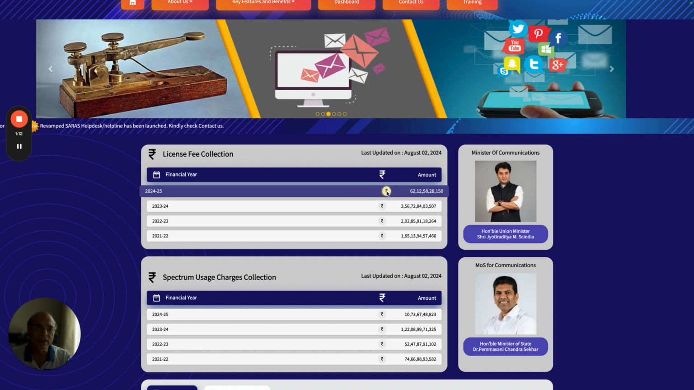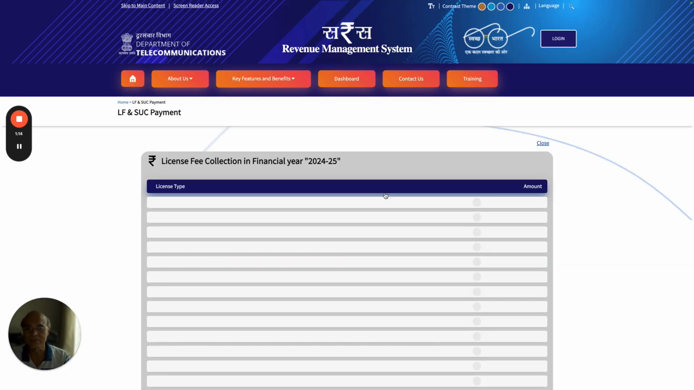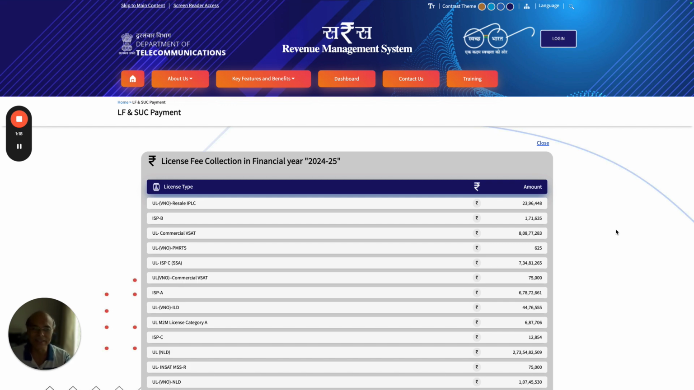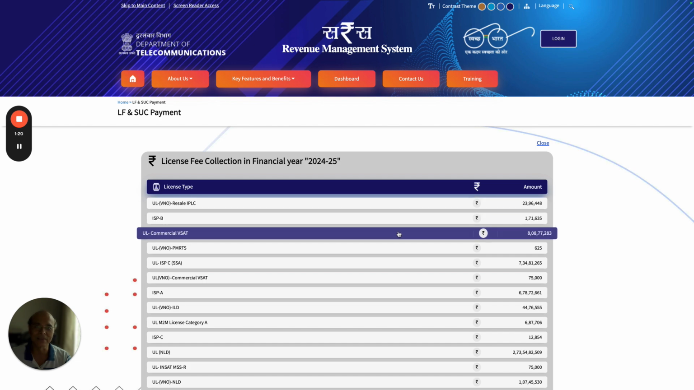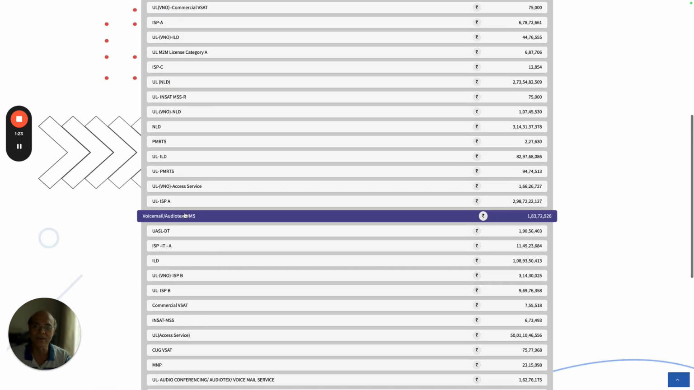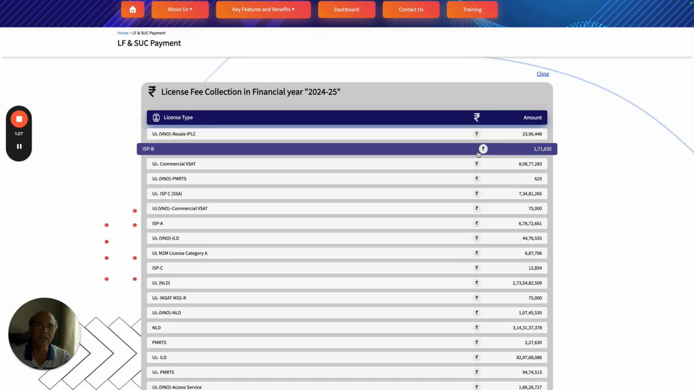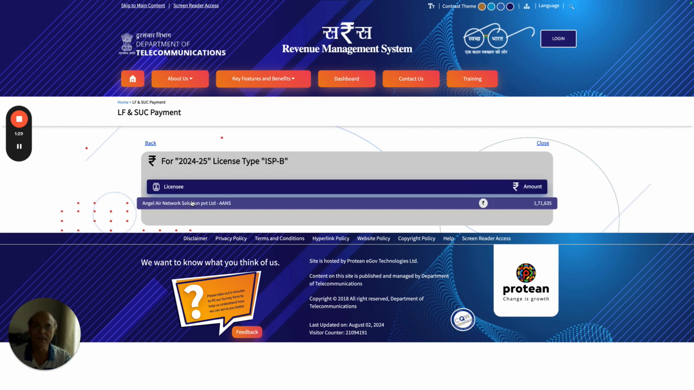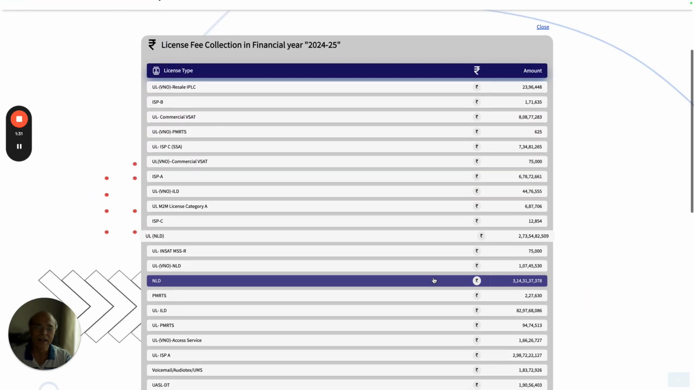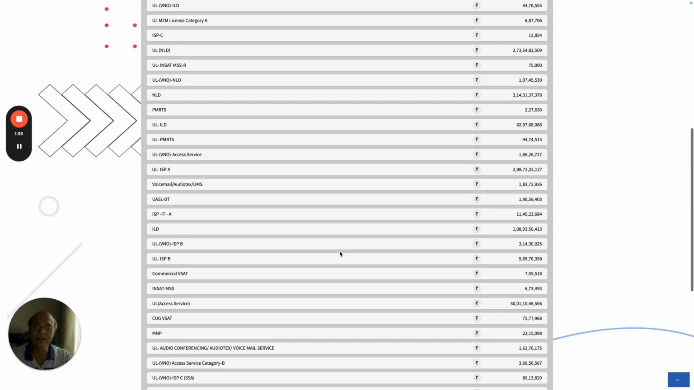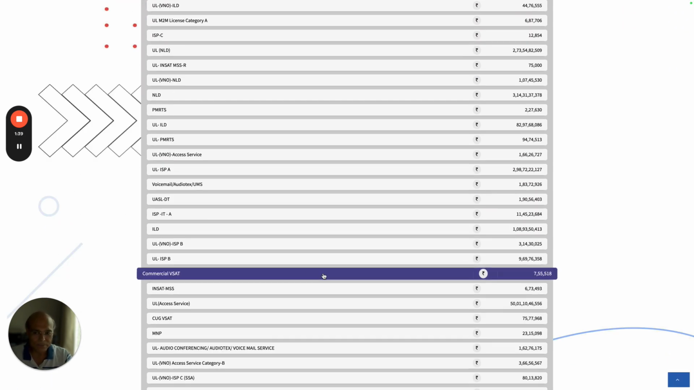You can go and click and have a look at this information, because you have to drill down, one step after the other. For example, at the first level you get all the licenses, under which, if you drill down ISVB, then you'll get one operator. Then you go back, and again you drill down PMRTs, you get another, and like that you have to keep drilling down. So it is a nightmare, right?